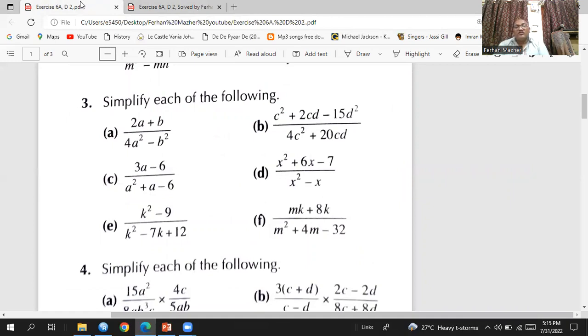The next question is question number 3, and it's D part. It's x squared plus 6x minus 7, and in the denominator, we have x squared minus x. We will factorize the numerator. We will also factorize the denominator. The numerator can be factorized by midterm breaking.